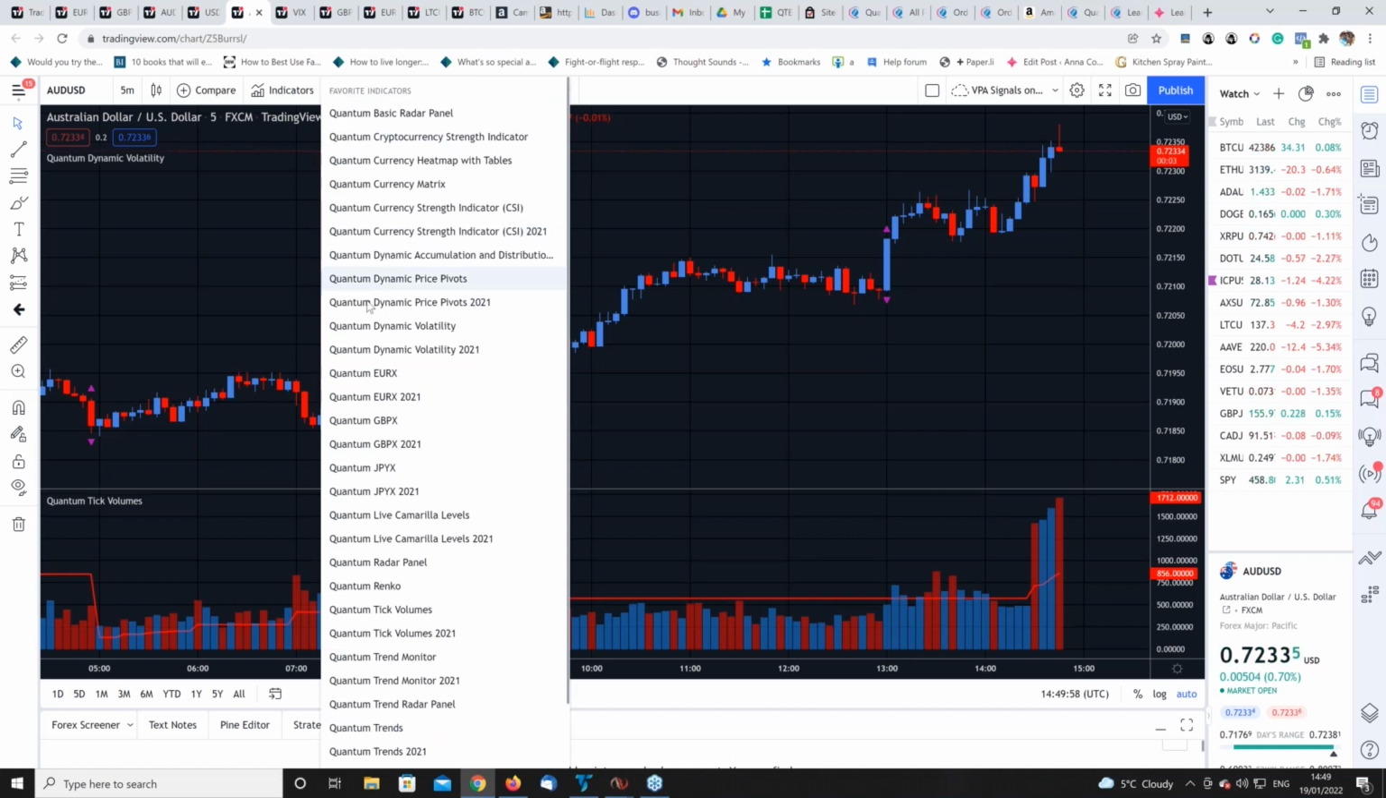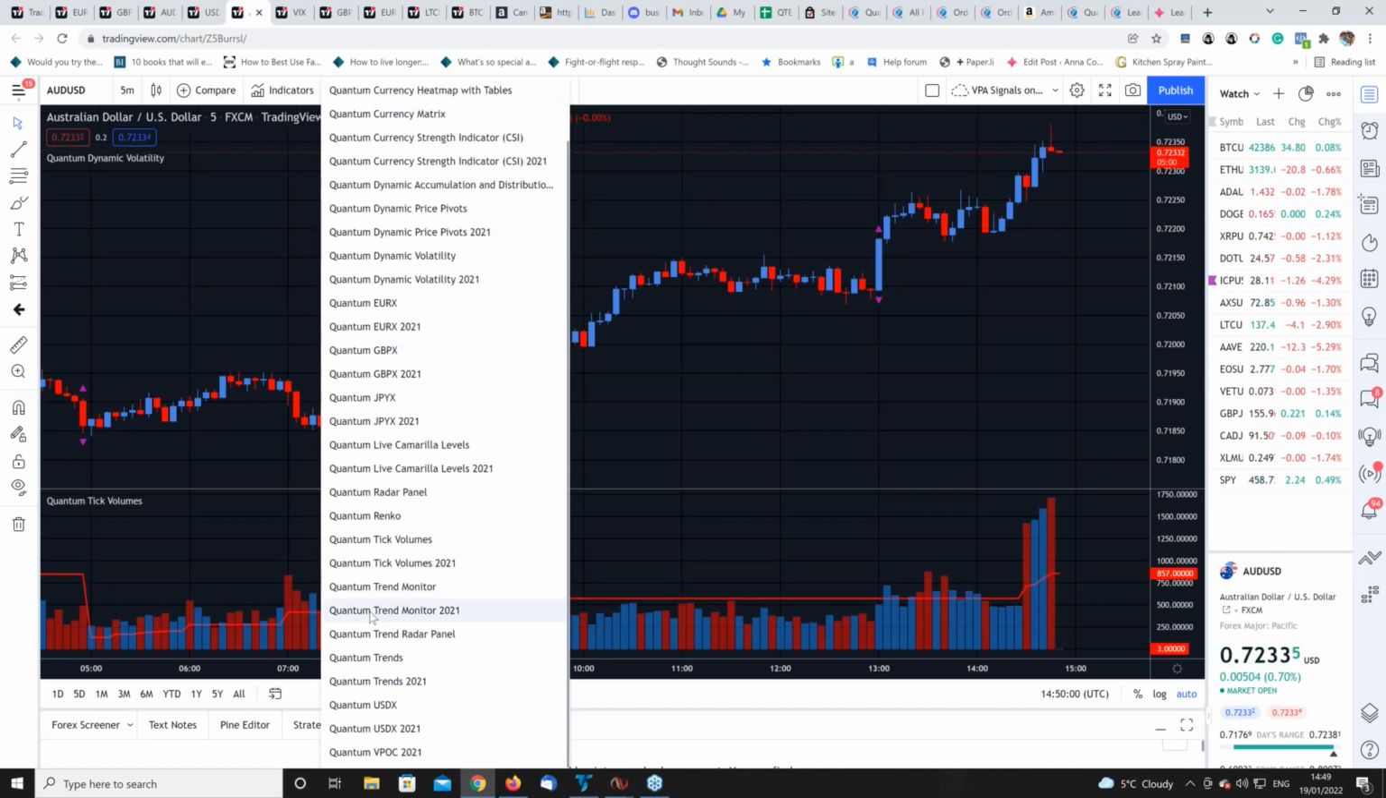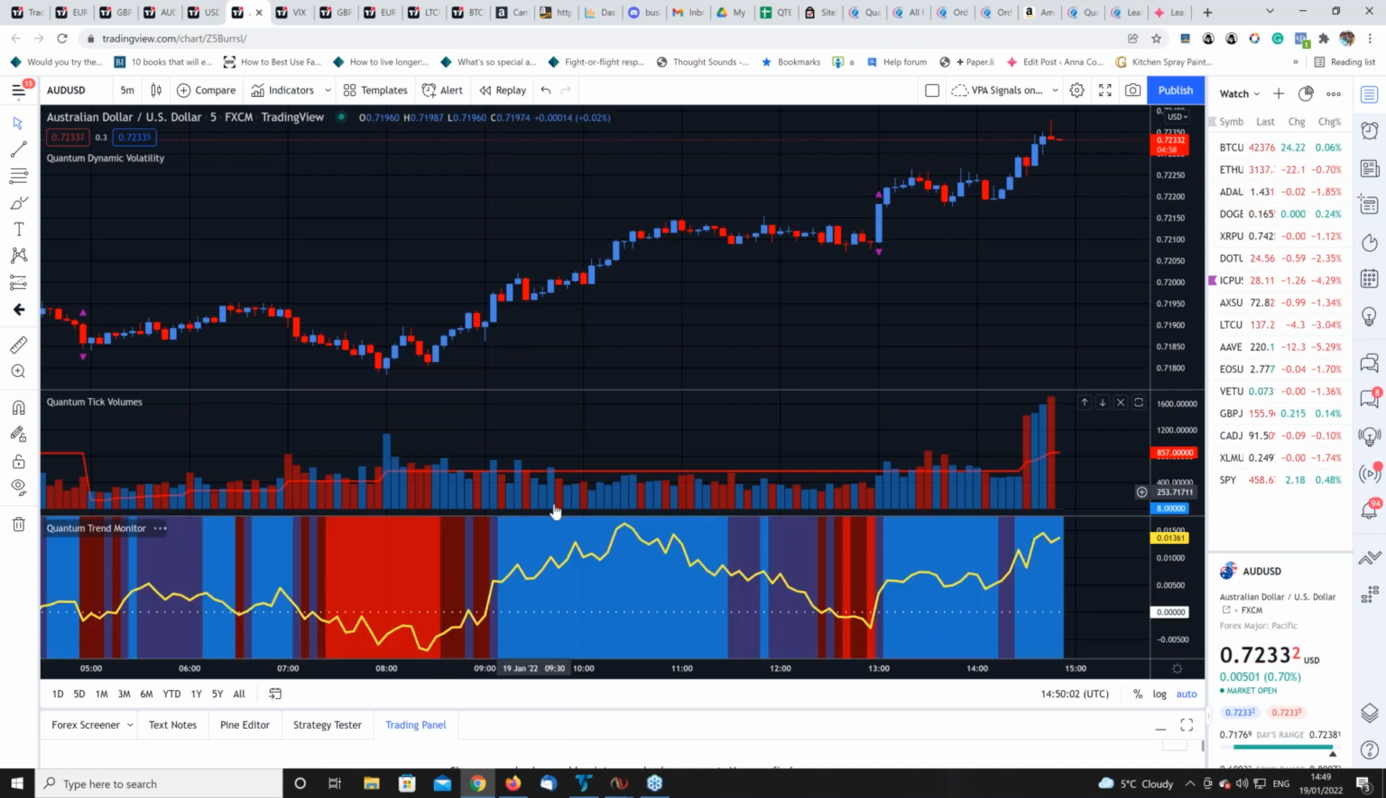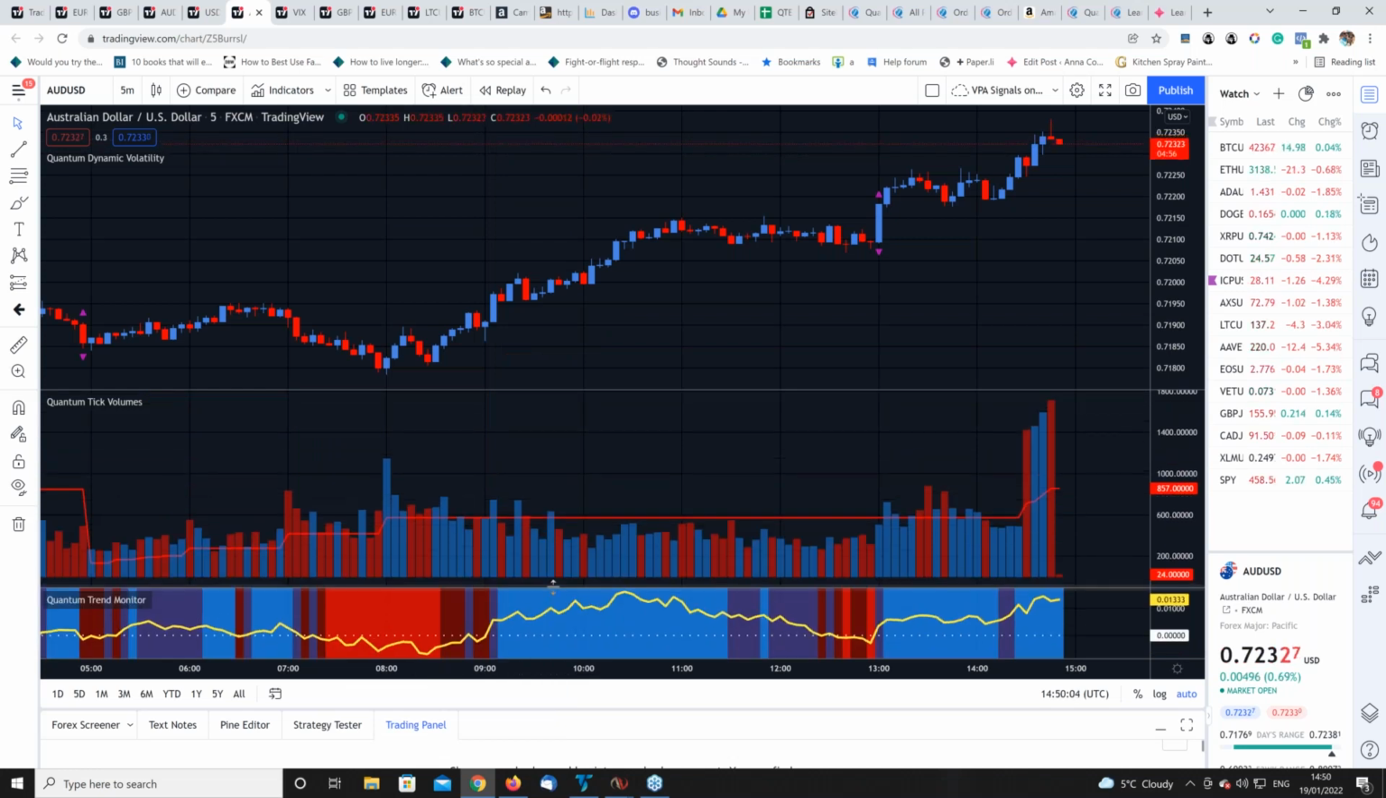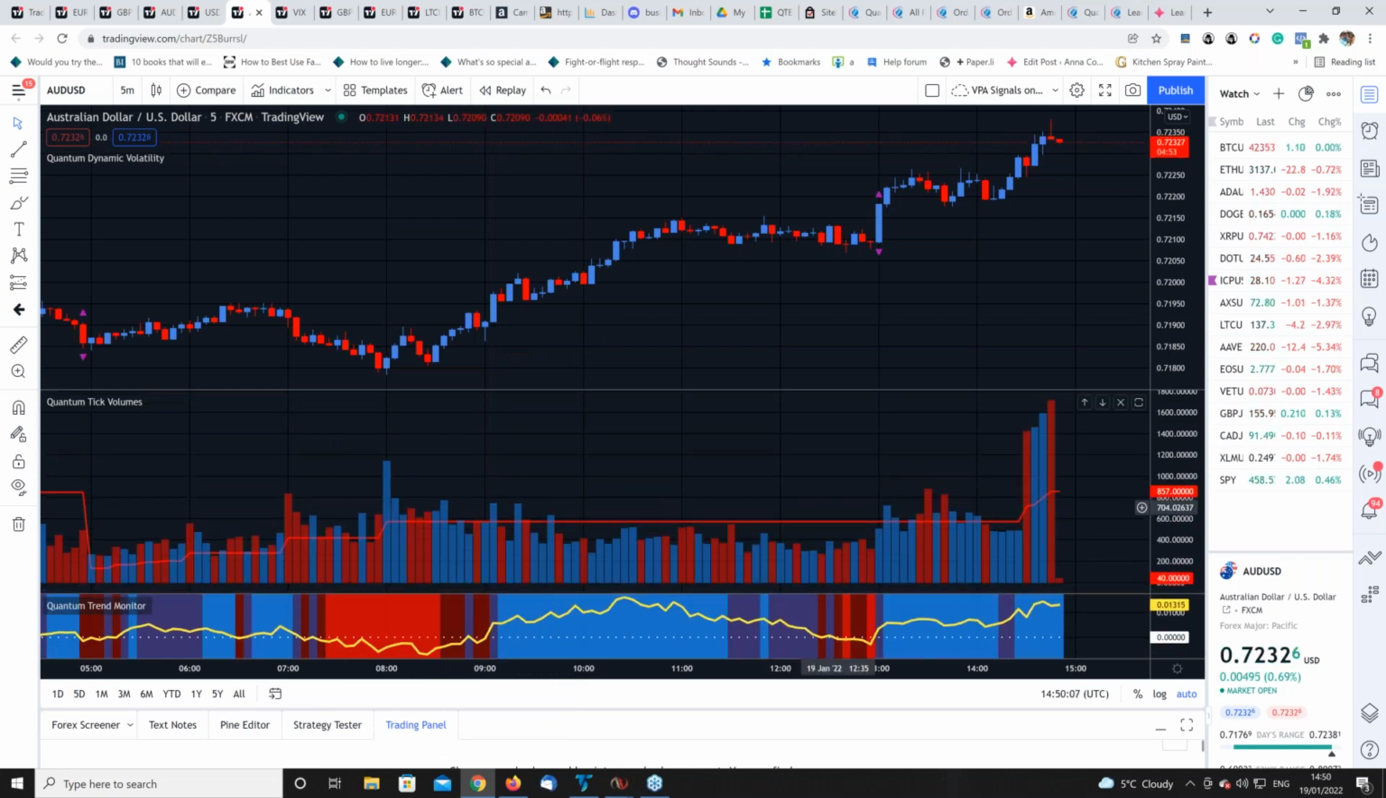There we go. Let me put the trend monitor on here as well. Where are we? Trend monitor, there we are, 2021. Just pop that on there. Put that on the bottom there, but there we go. It's got some really nice volume coming in here. We had a volatility trigger there, but this is what I mean. This would have come in. This is on 5 minutes.